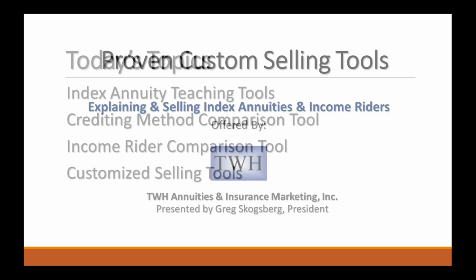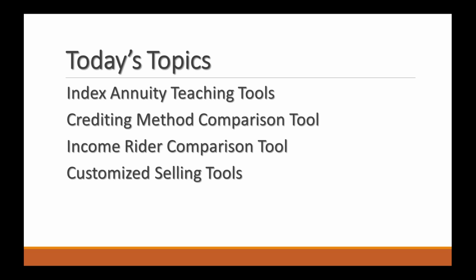So there are 4 different areas we're going to go over. One of them is an index teaching tool. Then there's a crediting method comparison tool that we've just created this last year, and then an income rider comparison tool, because income riders are so popular that about 70% of annuities are being sold with income riders. And then just a couple of ad hoc customized selling tools that people have come to us and said, hey, could you do this? So we've come up with ways to help them.